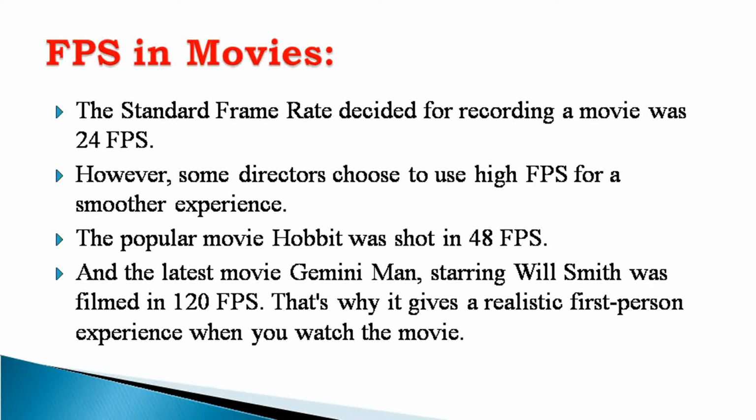FPS in movies. The standard frame rate decided for recording a movie was 24 FPS. However, some directors choose to use high FPS for a smoother experience. The popular movie Hobbit was shot in 48 FPS, and the latest movie Gemini Man, starring Will Smith, was filmed in 120 FPS. That's why it gives a realistic first-person experience when you watch the movie.